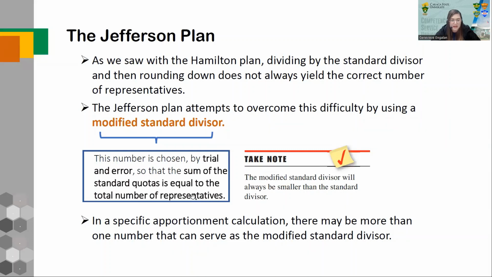So here, we do not add up the standard quotas. What we do is change our standard divisor. That is why it is called modified. We modify the divisor until the total of the standard quotas is equal to the number of people to apportion. In a specific apportionment calculation, there may be more than one number that can serve as the modified standard divisor. A modified standard divisor is not unique. You can have two or more modified standard divisors as long as the standard quota will be equal to the total number of representatives you want to apportion.